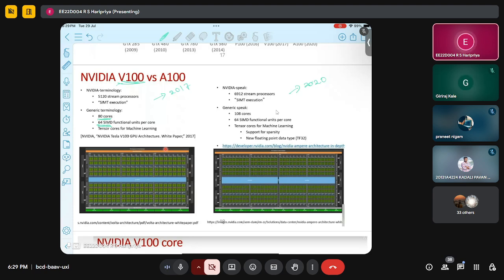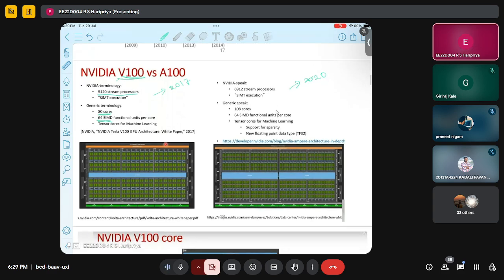So we have 80 into 64, 5120 streaming processors, and 108 into 64, 6912 streaming processors.